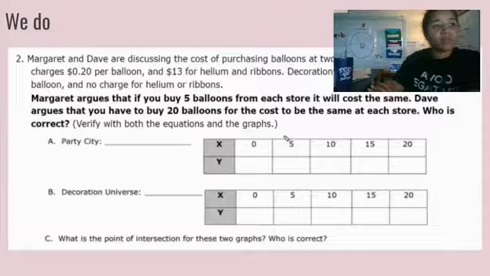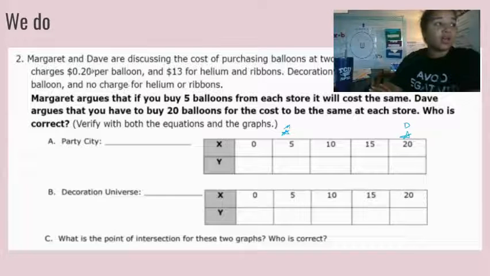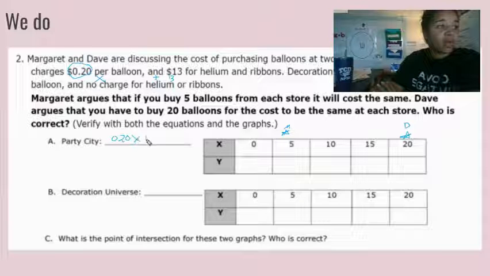So we know that Margaret is going to be 5. I'm going to do a star here, and that's going to be Margaret. I'm going to put a star here, and that's going to be Dave. And we're going to see which one's right. So the first thing we see was Party City, and we know that they charge 20 cents per. Remember, per means x, so we're going to put the x here, per balloon, and "and" means plus 13. So if I were to write for Party City, it would look like this: 0.20x plus 13. That's what it would look like.